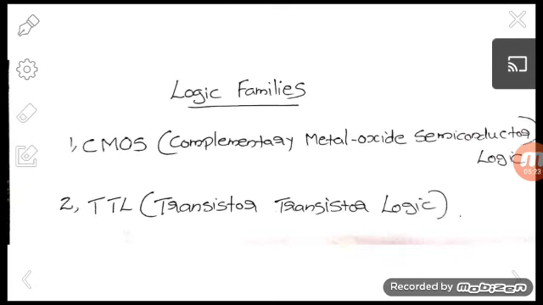The most commonly used logic families are CMOS and TTL. CMOS is the short form of complementary metal oxide semiconductor logic, and TTL means transistor-transistor logic. In the first logic family we use MOSFETs, that is, N channel and P channel MOSFETs inside the ICs for constructing different gates. In the second family we normally use bipolar transistors, BJTs, inside the ICs for constructing different gates.